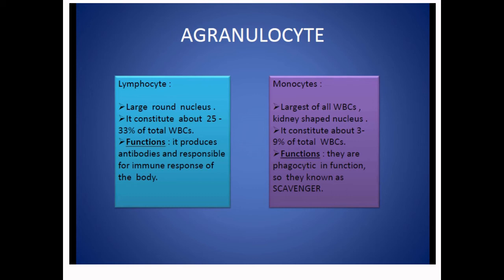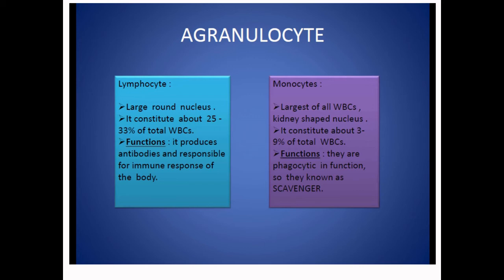Then there are monocytes. Monocytes are the largest of all the WBCs with a kidney-shaped nucleus. The nucleus of this cell appears bean-shaped or kidney-shaped. It constitutes about 3 to 9% of the total WBCs. The function of monocytes is phagocytic. They engulf bacteria or any other microorganism or antigen. That's why they are known as scavengers also, so they scavenge on the antigen.